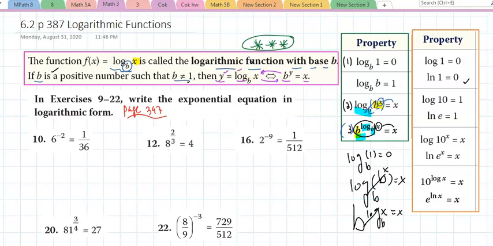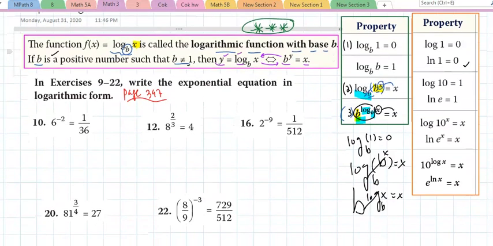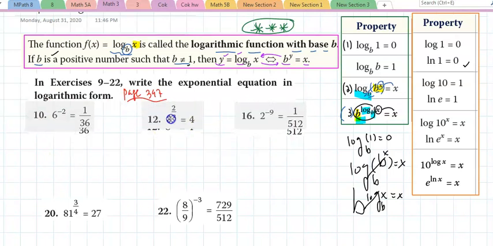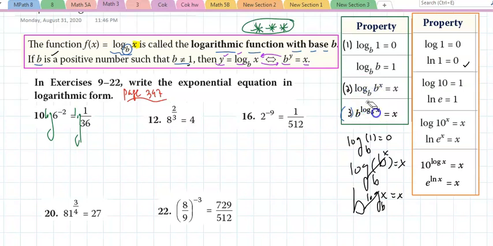For example, when I look at problem number 10 on page 397, it says, write the exponential equation in logarithmic form. So they want us to write this as a log. Since this is an exponential, to eliminate the exponential, I'm going to log both sides. Can you do that? Yeah, you can. What base should I use to make use of property 2? I could choose the base of the log to be whatever I want. What base should I use so that the log disappears and I'm left with just that quantity?